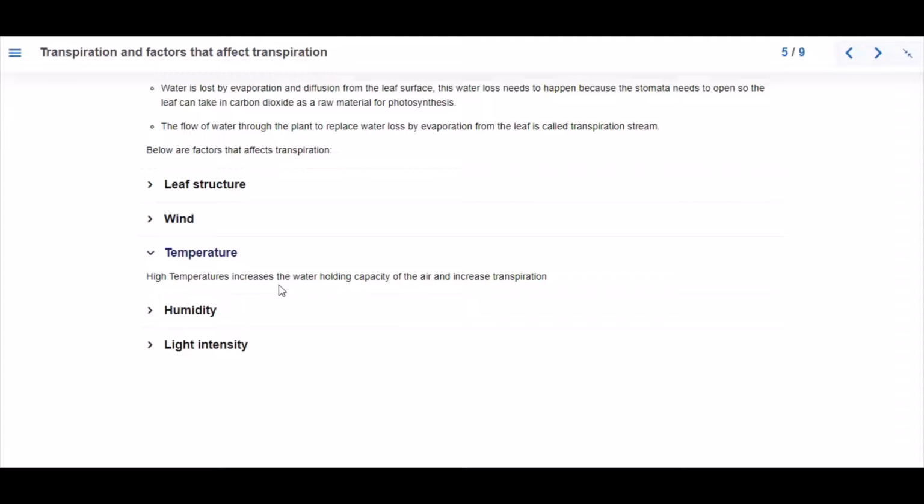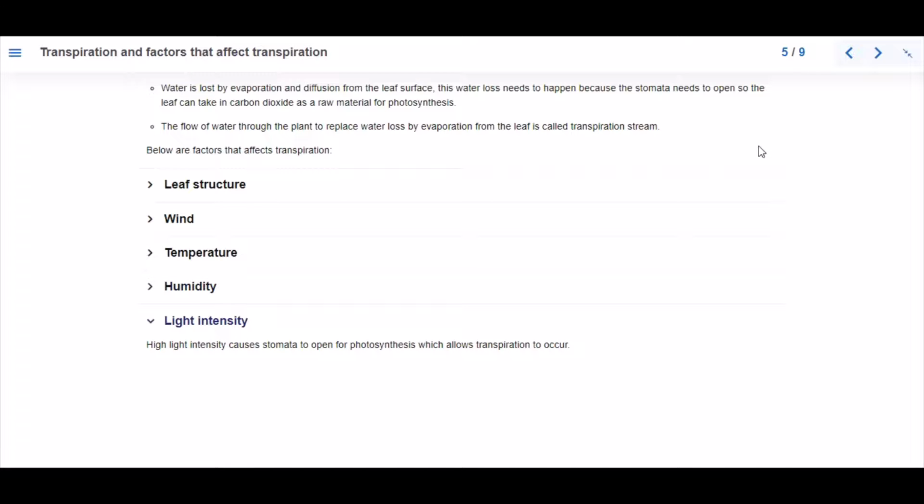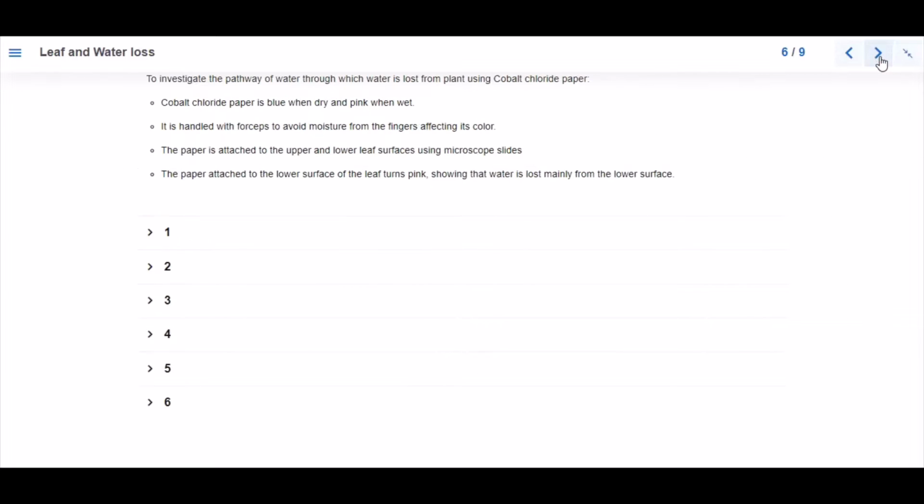High temperatures increase the water holding capacity of the air, thereby increasing transpiration. Low humidity increases the water potential gradient between the leaf and the atmosphere and increases transpiration. And we also have light intensity, which causes the stomata to open for photosynthesis, which allows transpiration to occur.